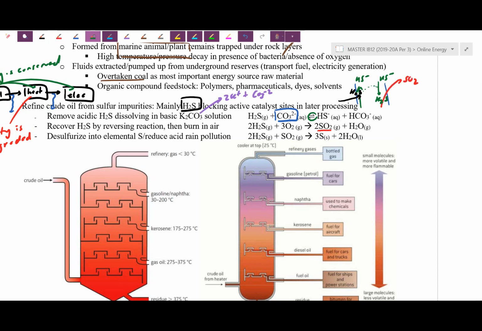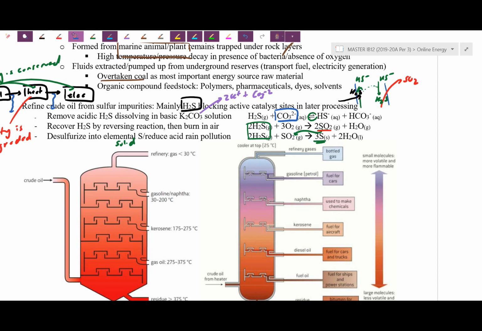One way of doing that is we can desulfurize it back into elemental sulfur. The nice thing is elemental sulfur is actually a solid. I can take that same H2S that I was burning, react it with the SO2 product, and end up getting just pure sulfur, and I can collect and deposit sulfur. This is that yellowish powder that you might see when you're driving around. It's just sulfur.